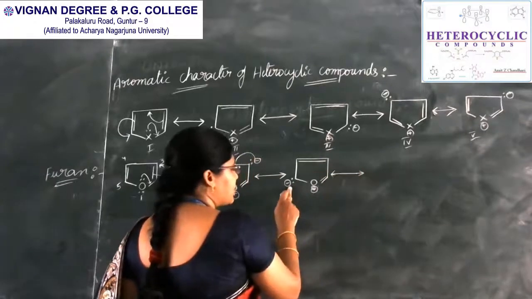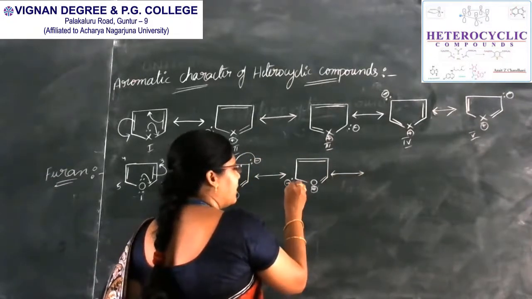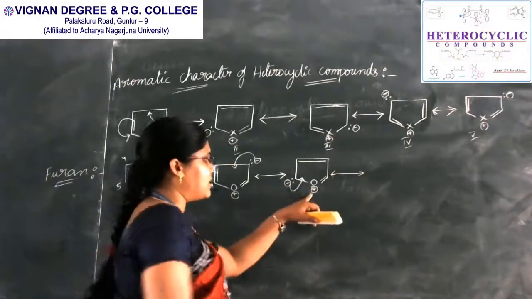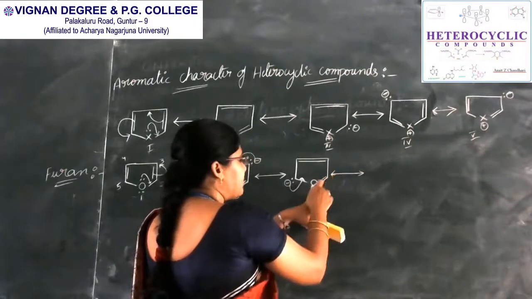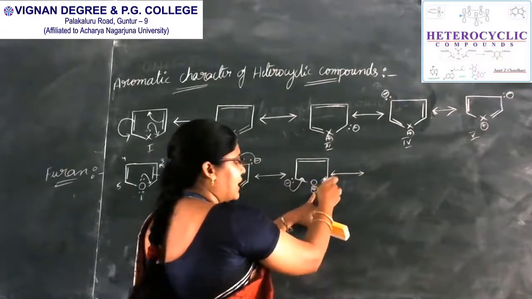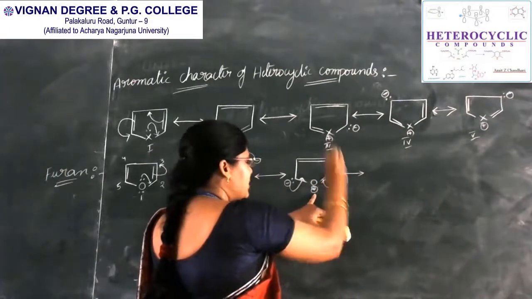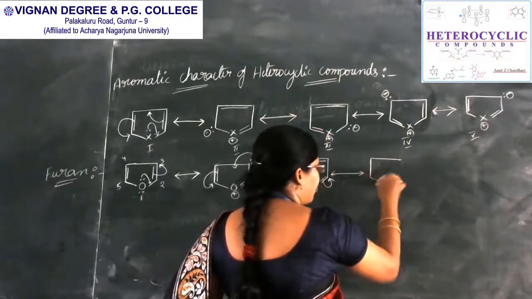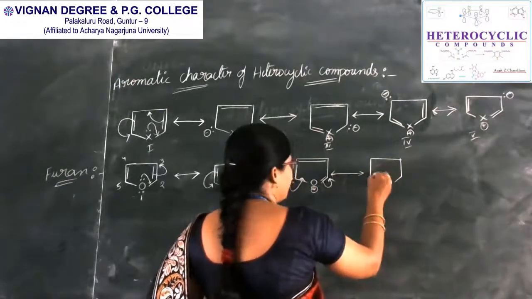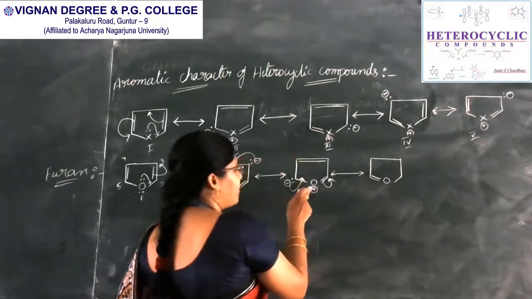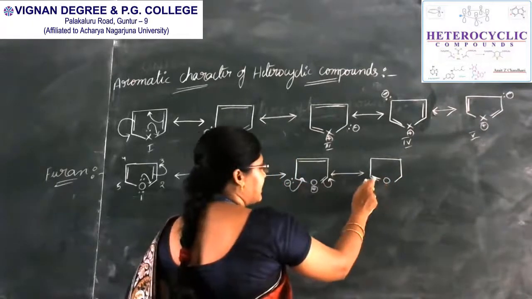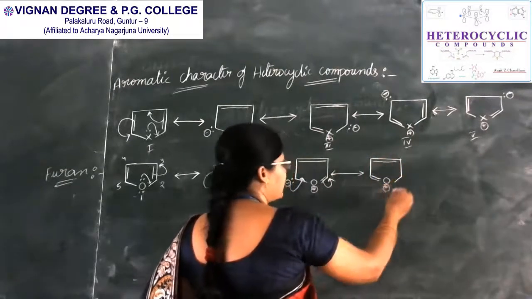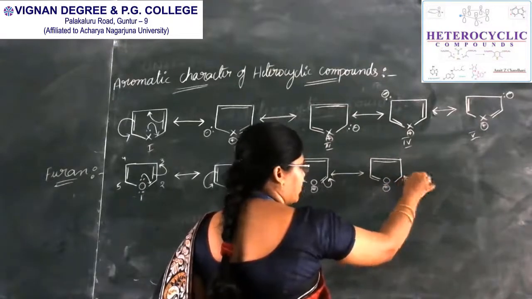And next, the pair of electrons which is present on carbon number 5 is migrated in between carbon number 5 and oxygen 1, and the bond which is present in between oxygen 1 and carbon number 2 is migrated towards carbon number 2, and we get a double bond. A new bond is formed between carbon number 5 and oxygen. This is the new bond. This is already present. Oxygen has a positive charge and a pair of electrons.